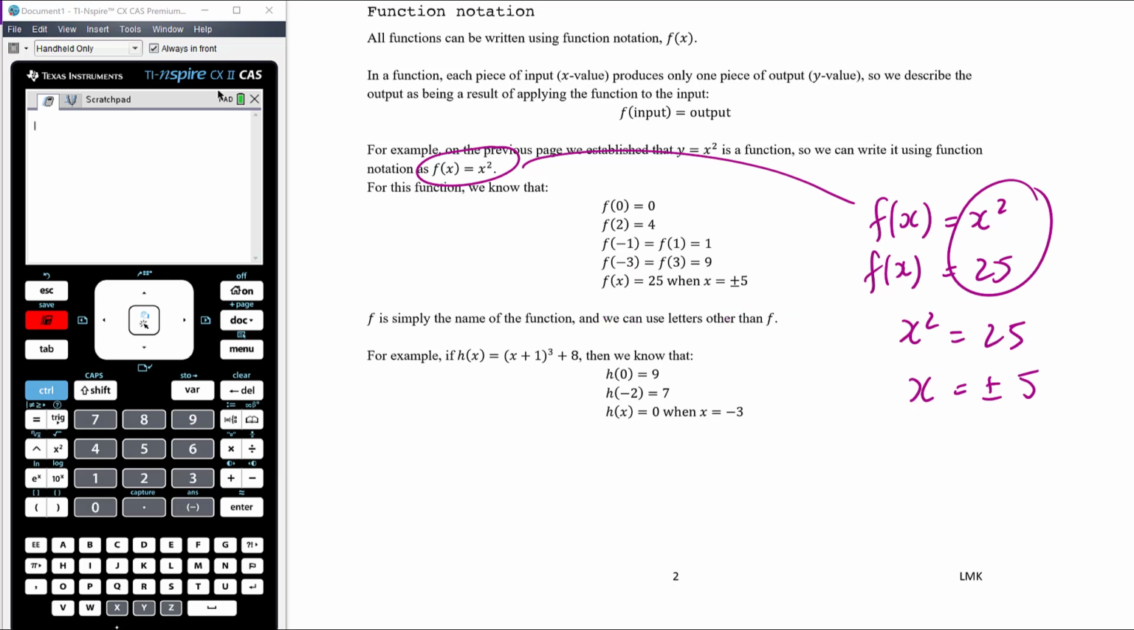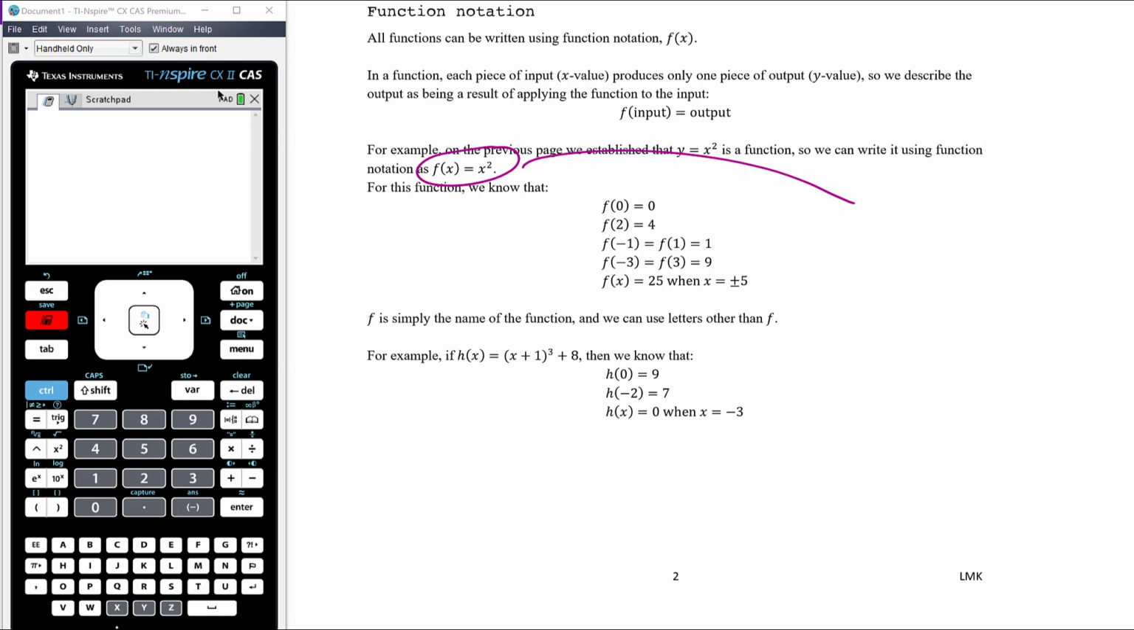Okay? So f is just the name of the function. This function is called f, and it means that we take the input and we square it. Okay? We could have another function called h, for example. So h of x, when we apply the function h to the input x, we take that x value, we add 1 to it, we cube it, and then we add 8.